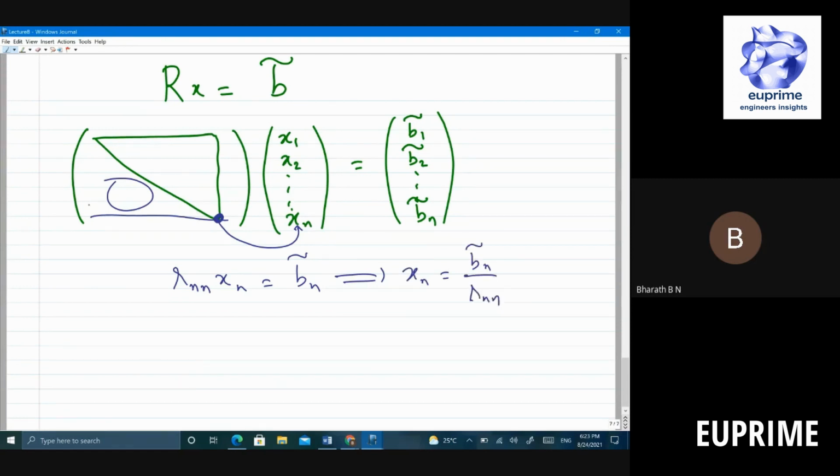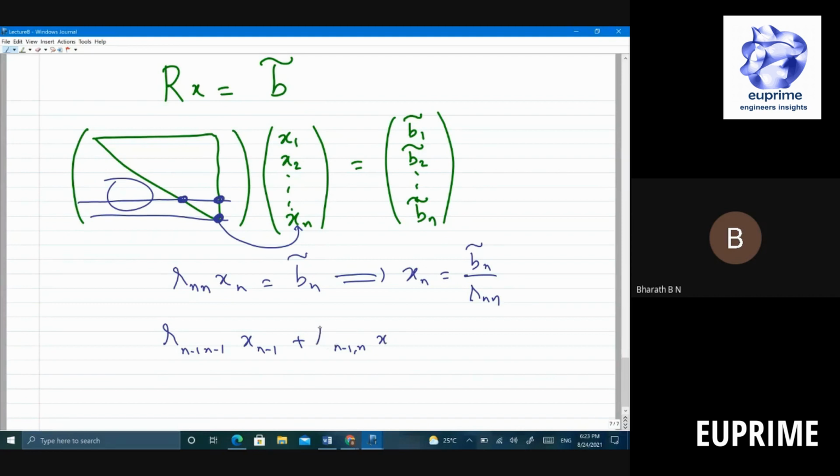So now what happens to this next row? You have the diagonal entry and the off-diagonal entry. That will be the entry R n minus 1 comma n minus 1, right? It gets multiplied by x n minus 1, and the off-diagonal entry gets multiplied by xn.